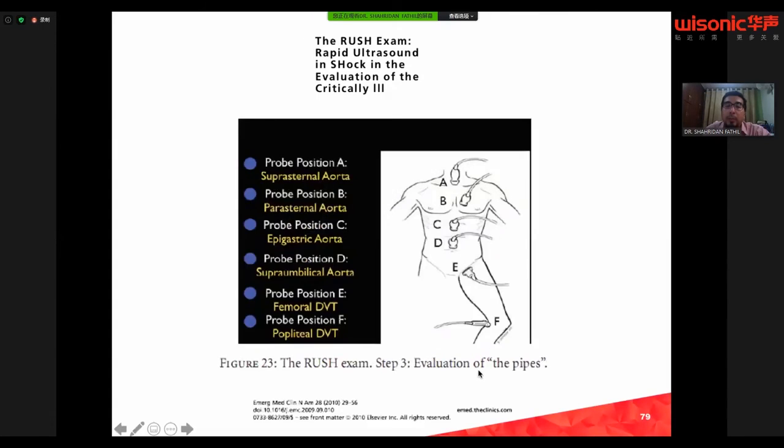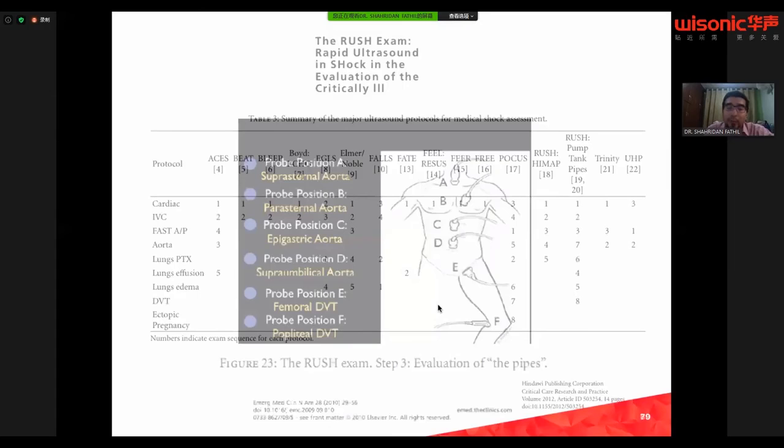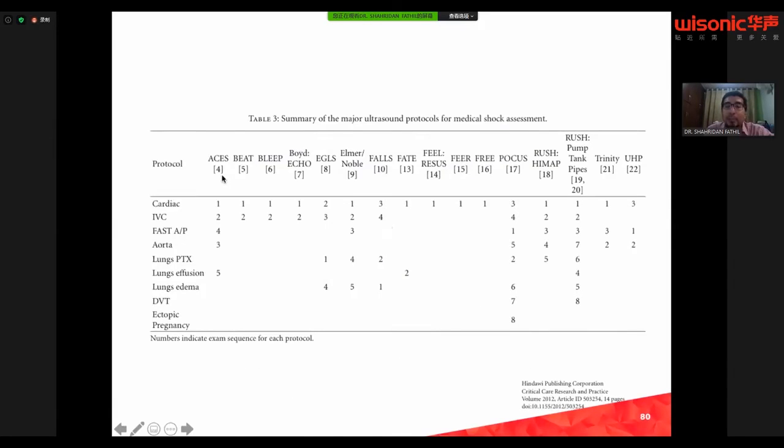So, for example, this position, suprasternal notch, as well as the C and D, what we're looking for is AAA, abdominal aortic aneurysm, as well as thoracic aneurysm. And the E and F is looking for what we call compression sonography, looking for possible DVT to diagnose pulmonary embolism. There have been a few proposed protocols from ACES, the one that we were talking about, which was RUSH.